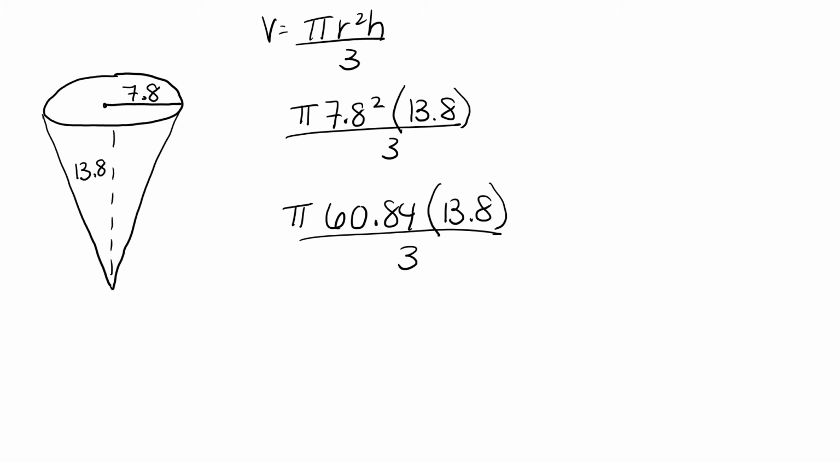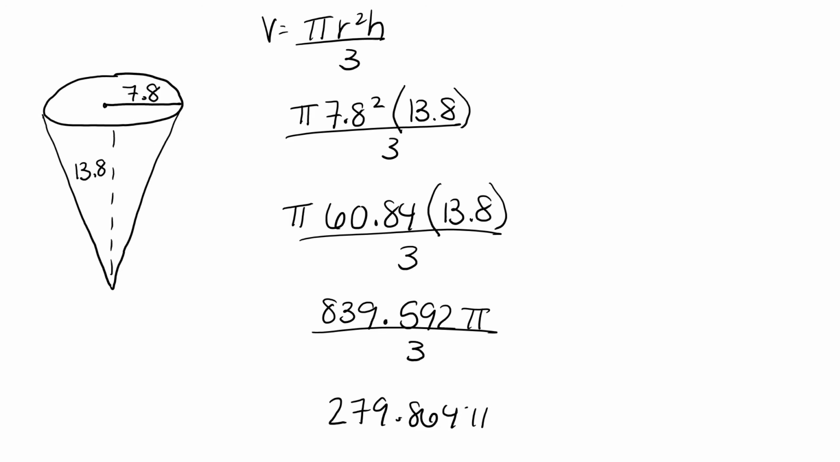We multiply that by the height, 13.8, to get 839.592. We divide that by 3 to get 279.864. And then we multiply by pi.